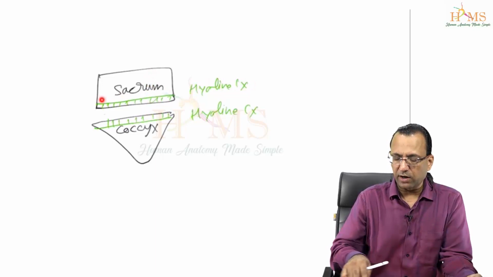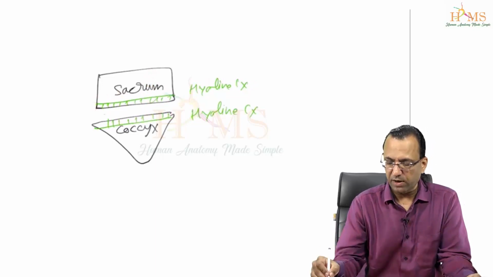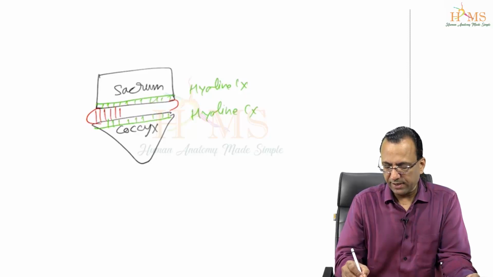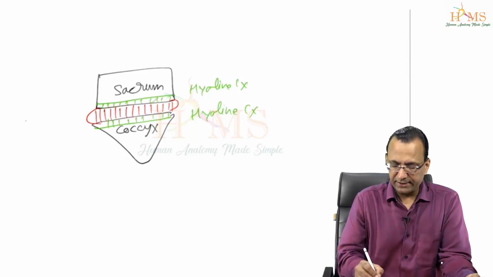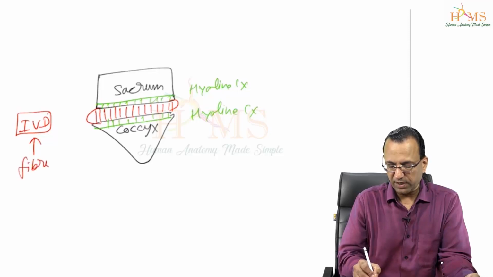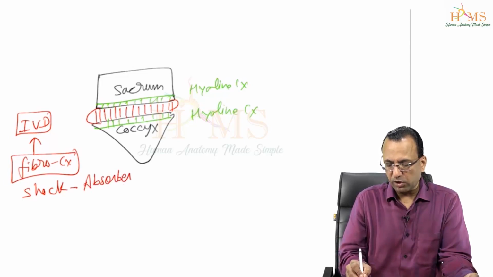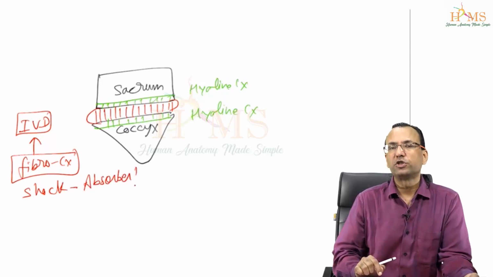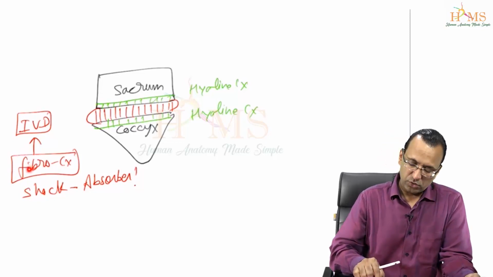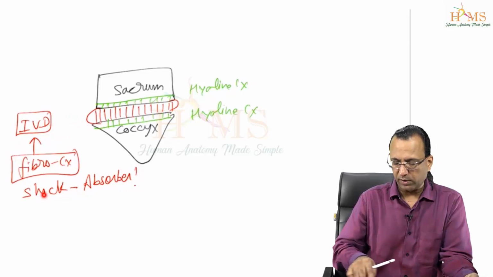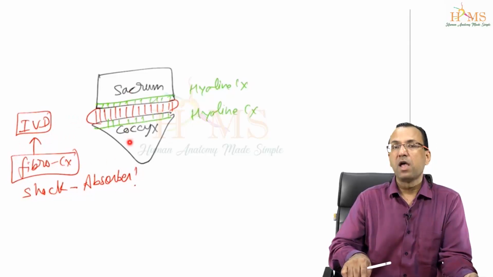So, there is some hyaline cartilage on the sacrum and coccyx, and what is between the two? Between the two we have the intervertebral disc. And what is the intervertebral disc made up of? Intervertebral disc is made up of fibrocartilage. It is like a shock absorber, if you remember. We are putting some shock absorbers between the bones. So, the intervertebral disc is fibrocartilage and it works like a shock absorber, sandwiched between the two bones.